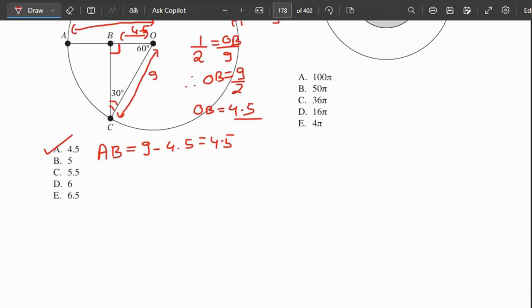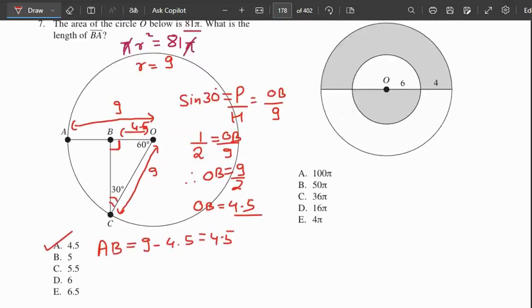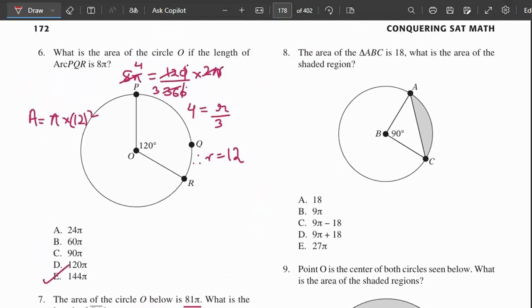Now the next question. The area of the triangle ABC is 18. What is the area of the shaded region? So for finding the area of the shaded region, we have to find this whole area. This should be theta upon 360 multiplied by area of the circle. So theta, that is 90 degree, divided by 360 multiplied by pi into radius square.